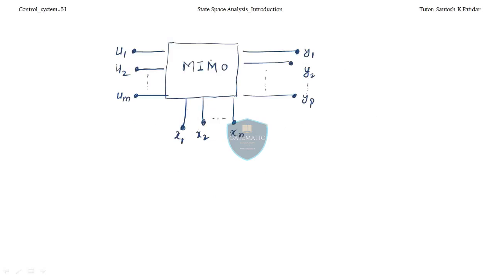This is nothing but our representation of the system where multiple output representation is given over here to this system. Suppose we have so many inputs. I'm taking U1, U2 up to Um. So, can I say these are the M inputs? Yes. From this system, I'm taking output. So, can I say the P outputs? Yes. To this system, I have a number of state variables. These are nothing but the state variables. Okay. So, can I say I have N state variables?